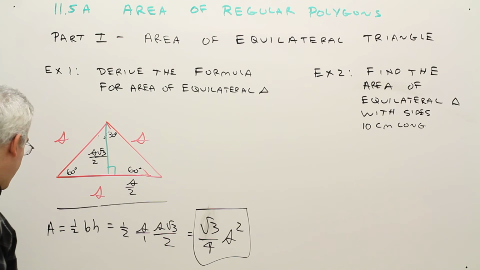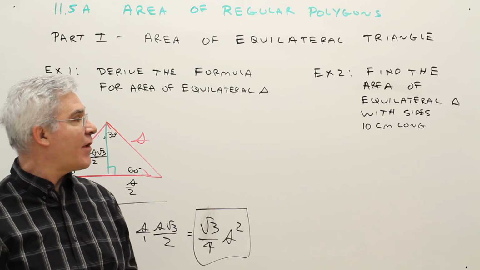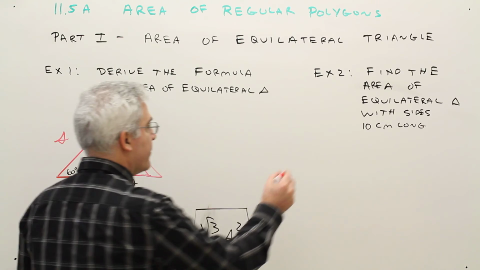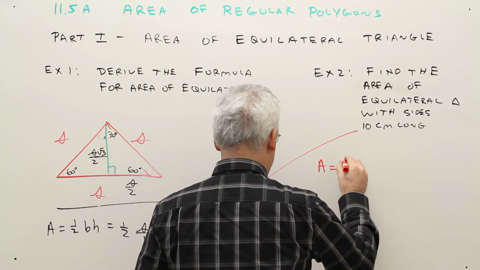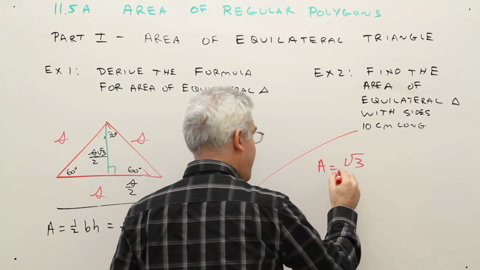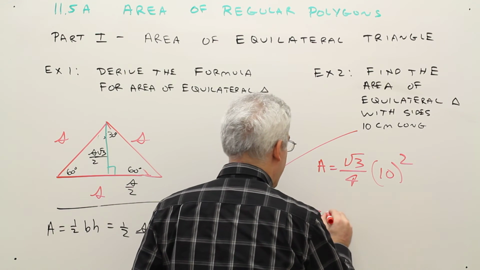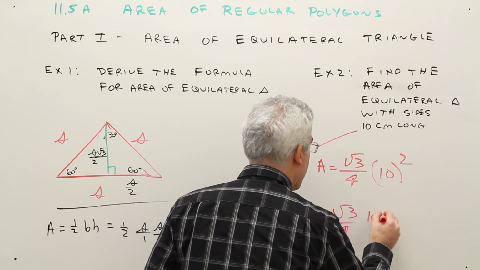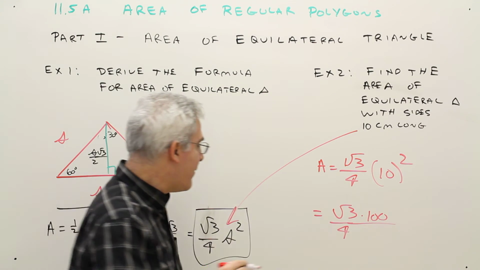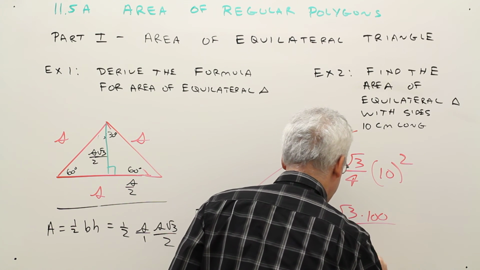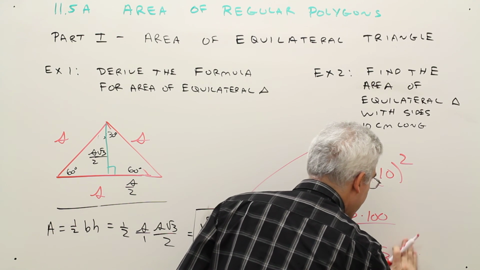All right, and then example 2, we'll apply it. Find the area of an equilateral triangle with sides 10 centimeters long. Done. We're just going to apply that. So the area will simply be the square root of 3 over 4 times 10 squared, which would be the square root of 3 over 4 times 100. 100 over 4 is 25. So equals 25 rad 3 centimeters squared.